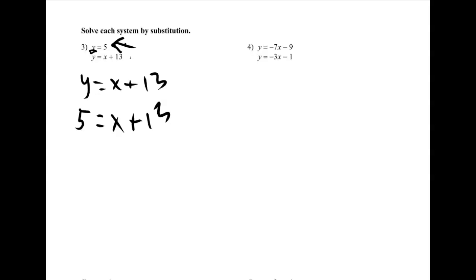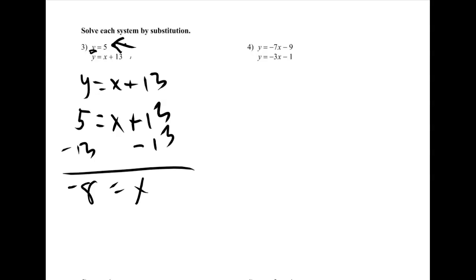I see I have an x plus 13 on the side. To get x by itself, I subtract 13 from both sides. When I subtract 13 from 5, I get 13 minus 5 is 8. The 13 was negative, so I get a negative 8 equals x. So I'm saying the solution to this is negative 8 equals x and y equals 5. Let's see if that makes both of these equations true.